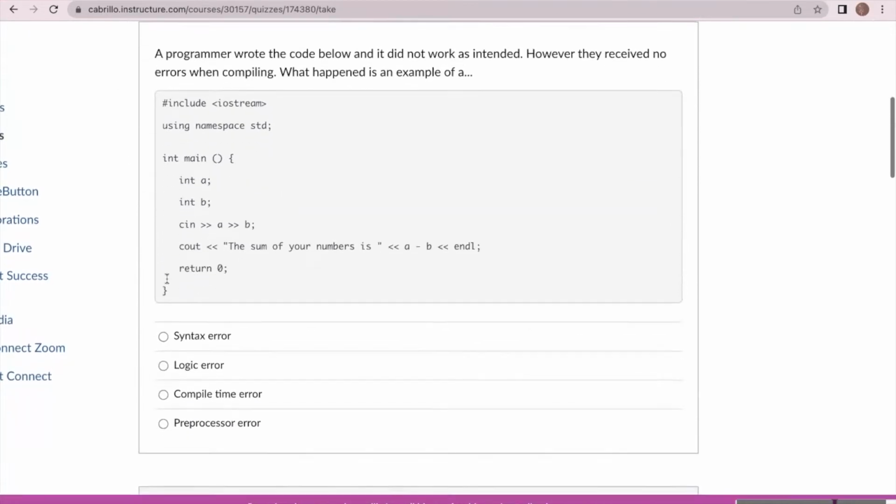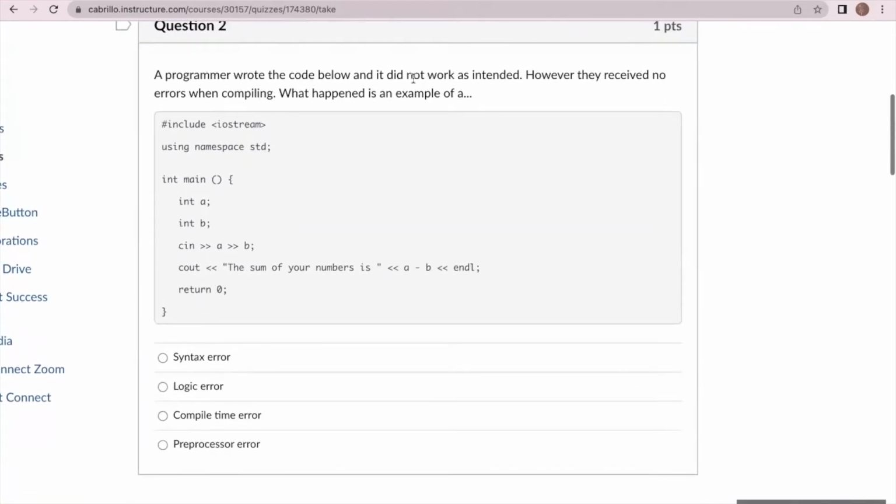All right. Programmer wrote the code below. It didn't work as intended, but they received no errors when compiling. What type of error is this? That would be correct. It is a logic error. Logic errors are errors that are not detected by the compiler. So syntactically, there's nothing wrong with your program. The computer sees this code and it says, oh yeah, that looks great. I don't care that it says A minus B when we wrote sum over here. It doesn't care about that. It just sees code that looks great to it, and it's going to do exactly as you tell it. However, it obviously didn't do what we wanted. So this is a logic error.